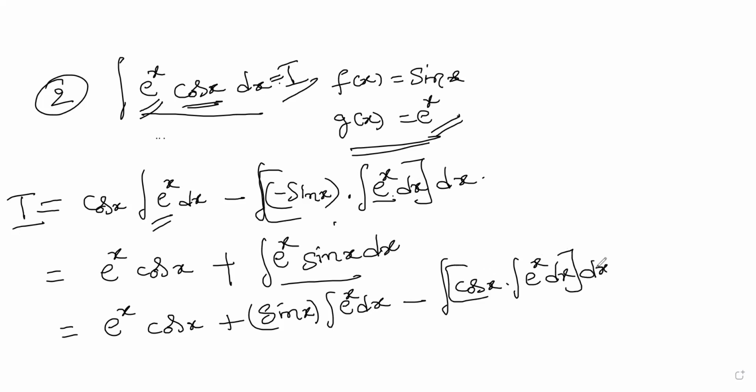Why I'm doing this once again, you see this: e power x into sin x is not a standard form, and hence you got to do this. Now, what is sin x into the integral of e power x? That is e power x into sin x. So let's move on to the next page. So I have e power x into cos x plus e power x into sin x. This is what I have.